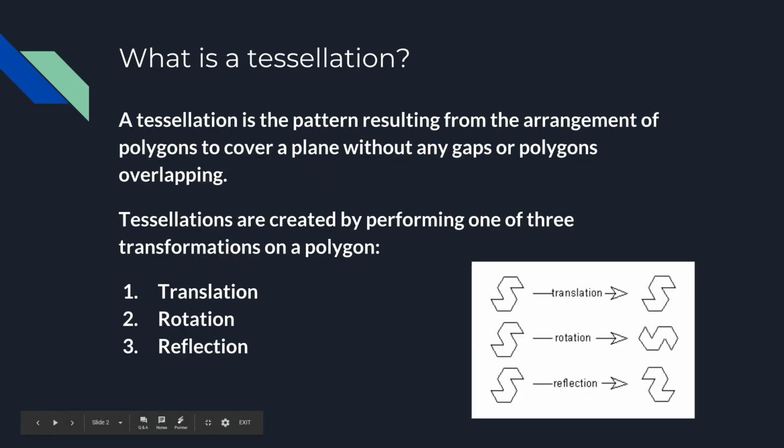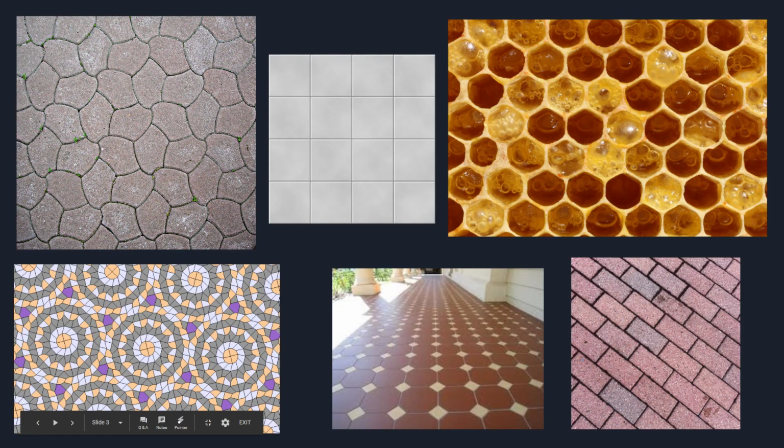So a tessellation is the pattern resulting from the arrangement of polygons to cover a plane without any gaps or polygons overlapping. Tessellations are created by performing one of three transformations on a polygon: a translation, a rotation, or a reflection. Now, even if you've never heard of the word tessellation before, you've still likely seen them in real life.